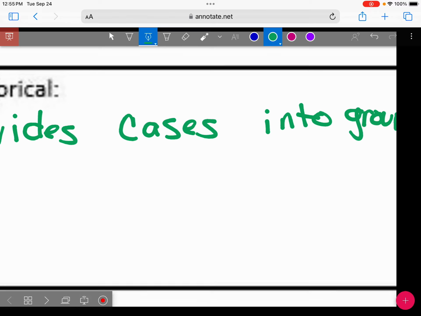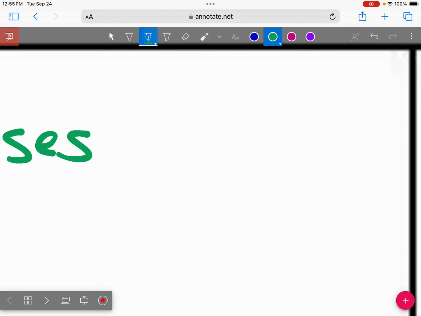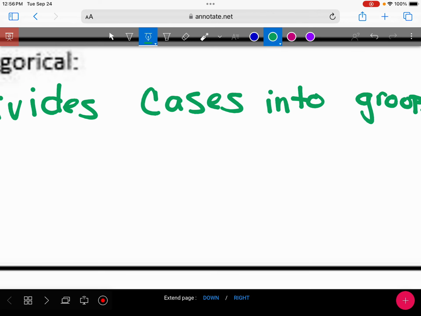Y'all good? Ooh, let me change. I'm going to rewrite that into groups because that got smushed. Or categories. It's things that have no in-betweens. Like, we could check a box. I could check that we liked the superhero power of flying versus teleportation versus super speed, or whatever the options were. It was categories. There weren't in-betweens.